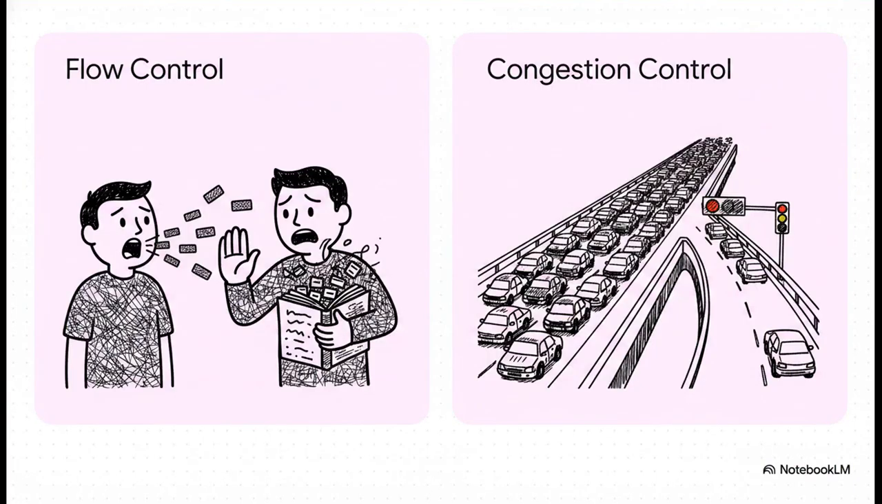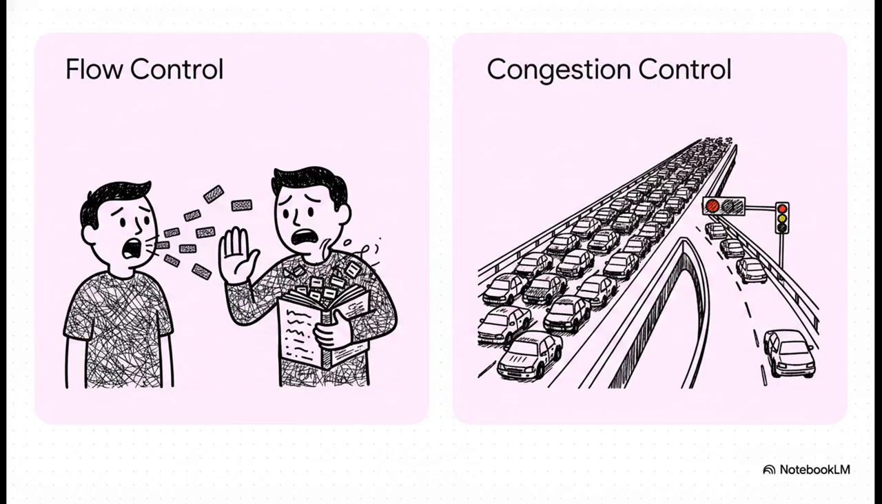And it's super important to understand there are two different things going on here. First, there's flow control. This is all about protecting the receiver. Imagine you're talking to a friend and they're like, whoa, slow down, I can't write that fast. That's flow control. The receiver is telling the sender how much buffer space it has.